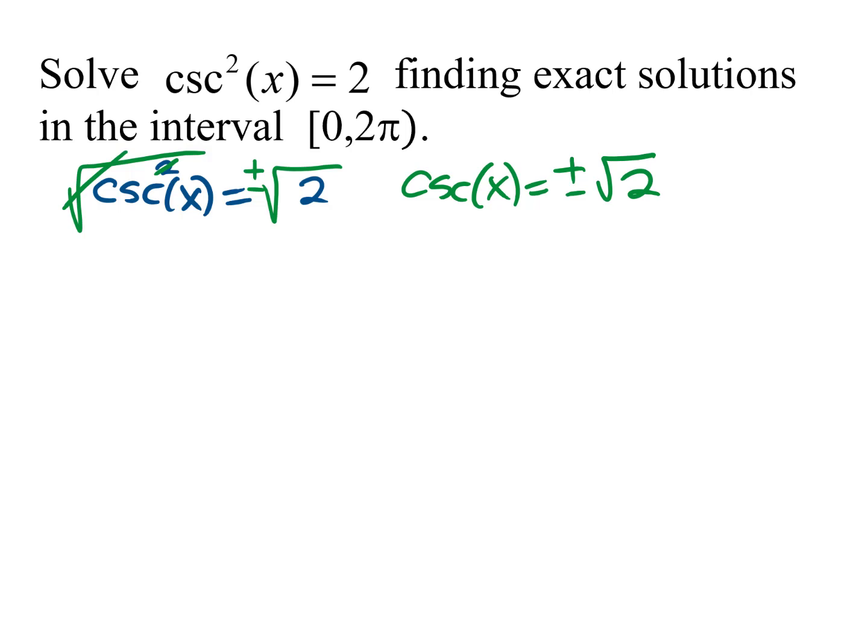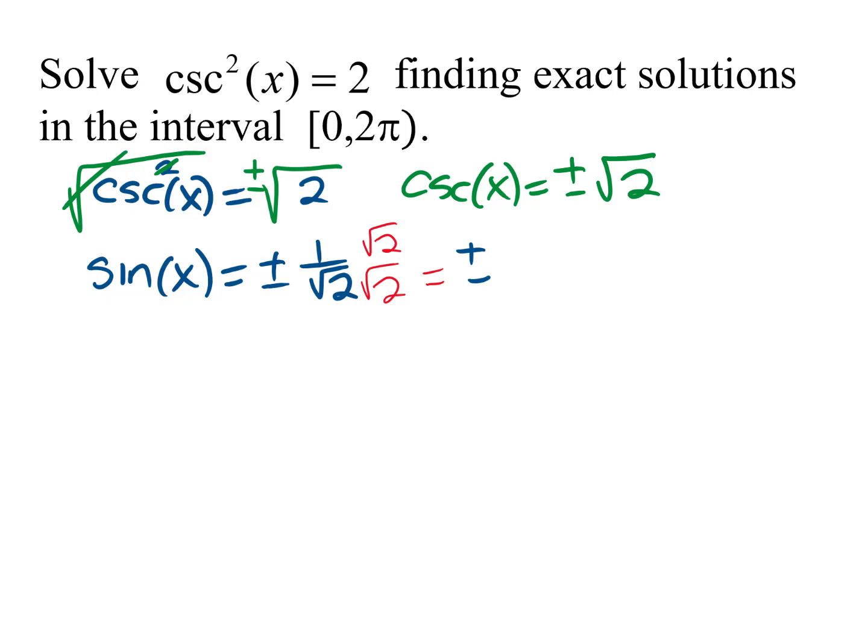Now I'm going to think of the reciprocal function, which is sine x, and so sine x would equal the reciprocal of this side, which would be plus or minus 1 over square root 2. Now that's a unit circle value. You may not recognize it, but we could rationalize it, and you can see that it is indeed those multiples of pi fourths, because it is plus or minus square root of 2 over 2. So our solution to this equation will be anywhere that the sine is plus or minus square root of 2 over 2, because then the cosecant would be plus or minus square root of 2.